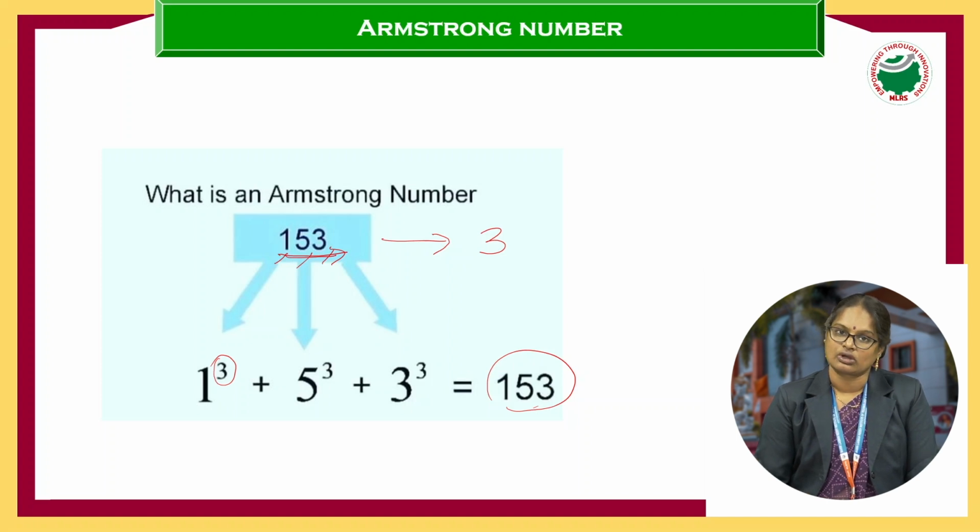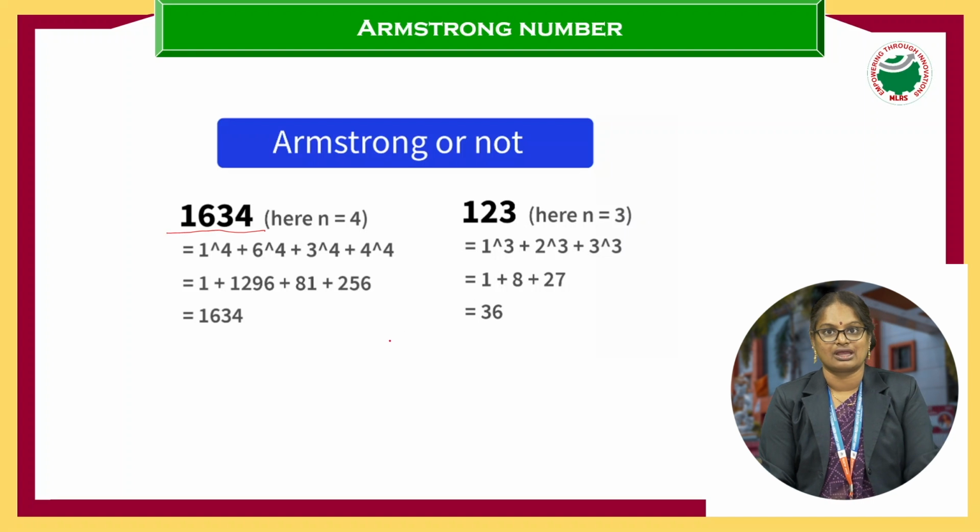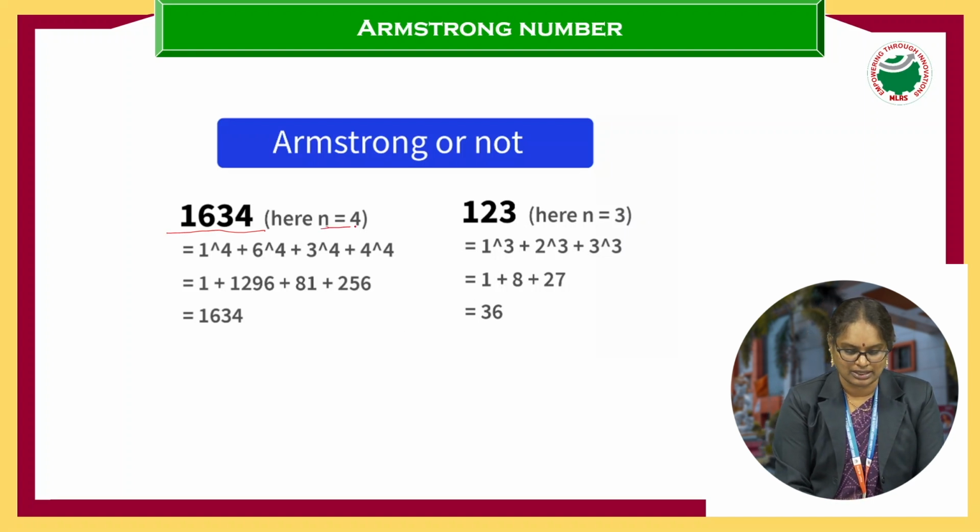Let's see, are there any Armstrong numbers? If yes, how do we find whether a number is Armstrong or not if the given number has multiple digits? See here, I have taken an example where I have 4 digits in the given number. So my n value is 4. Then I do the power with 4, because my n value is 4, for each digit in the given number. And then when I add them, I have to get the same number. Then only this 1634 is called an Armstrong number.